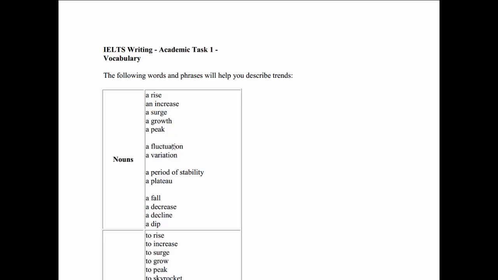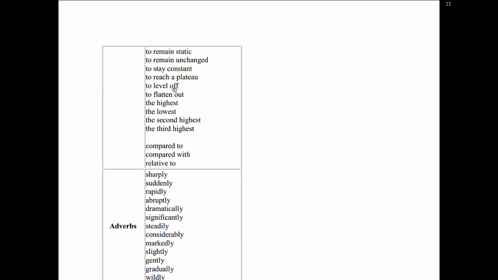Right, here's a variety of nouns you could use in your writing. A variety of adverbs: suddenly, sharply, rapidly, abruptly, dramatically, significantly, steadily, considerably.